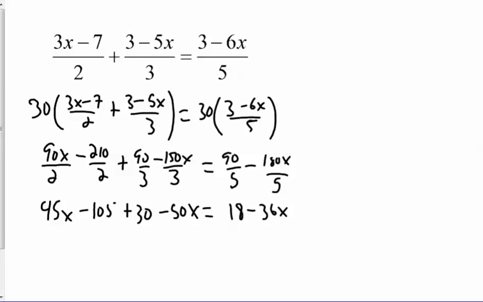Okay, and you should be able to take it from there. If you don't see it right now, what you can do is combine that 45x and that negative 50x and that 105 and that 30, and you can get negative 5x minus 75 is equal to 18 minus 36x. Okay, and you've done this before, so go ahead and see if you can get the answer on this one. I'll tell you right now that the answer you should get is x equals 3. So from there, see if you can handle it, and if you can't, we'll talk about it in class.